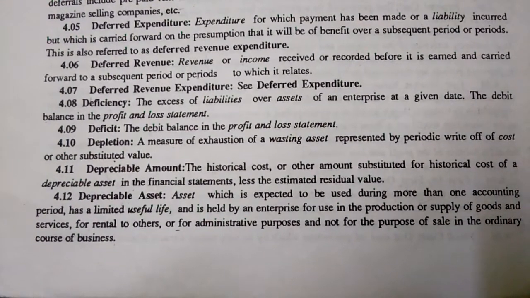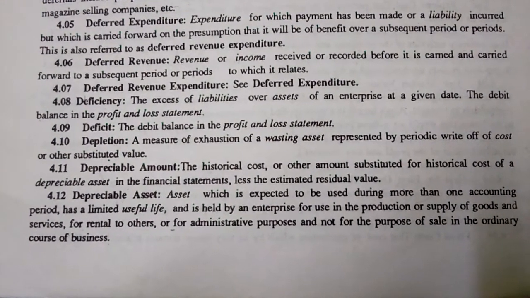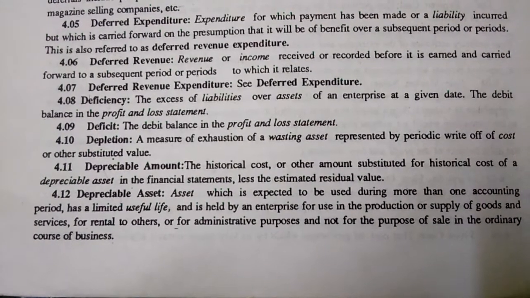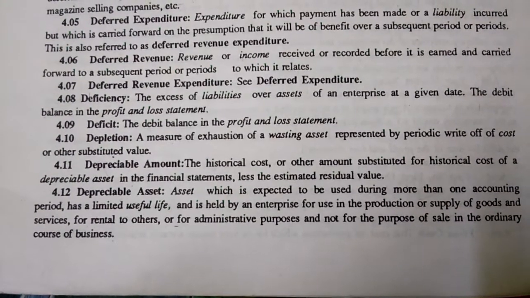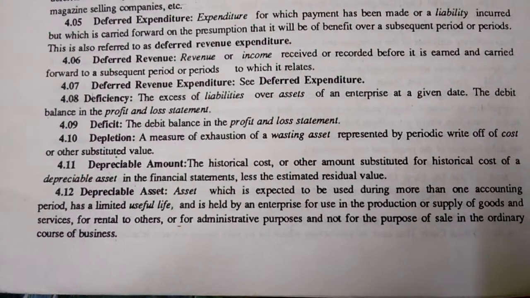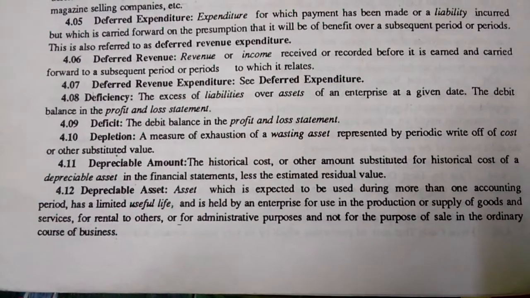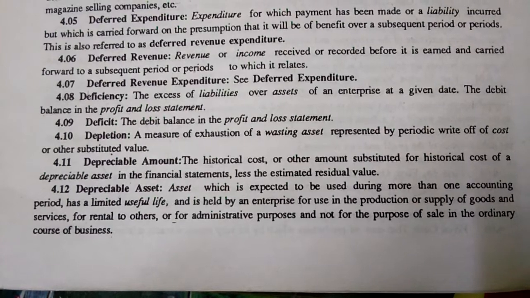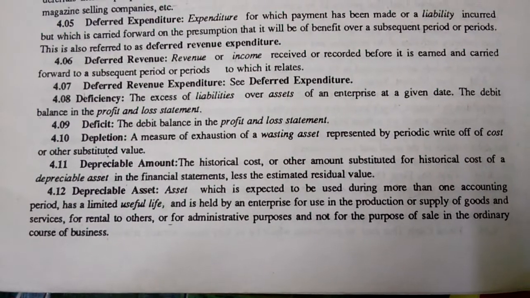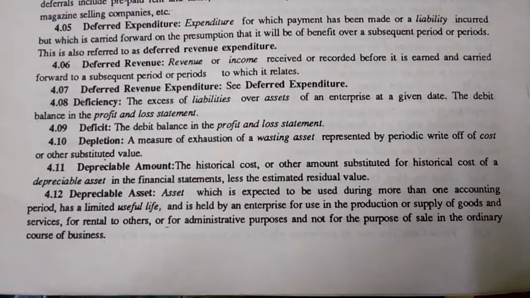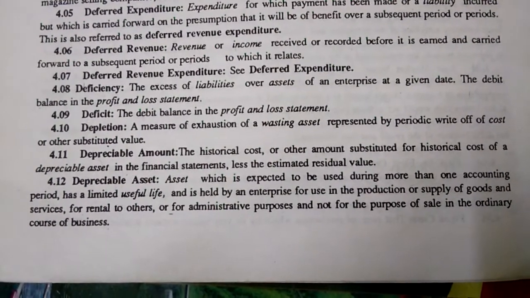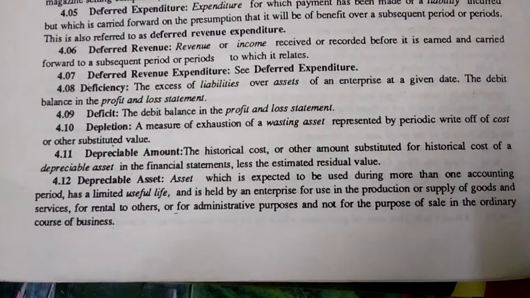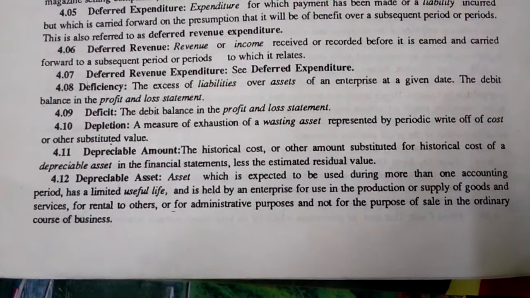Deficiency: the excess of liability over assets of an enterprise at a given day, the debit balance in the profit and loss statement. Deficit: the debit balance in the profit and loss statement. Depletion: a measure of exhaustion of a wasting asset represented by periodic write-off of cost or other substituted value.